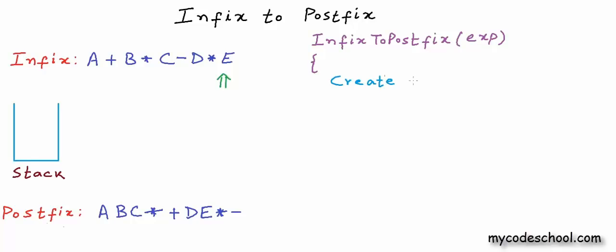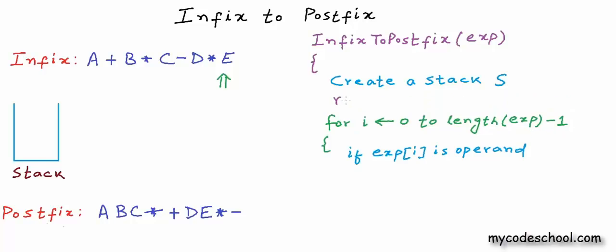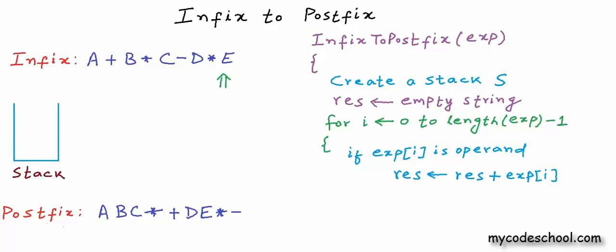So in my pseudocode here, the first thing that I'll do is create a stack of characters named s. Now I'll run a loop starting from 0 till length of expression minus 1. So I'm looking at each character that can either be an operand or operator. If the character is an operand, we can append it to the postfix string. Well, actually I should have declared and initialized a string before this loop. This is the result string in which I'll be appending.